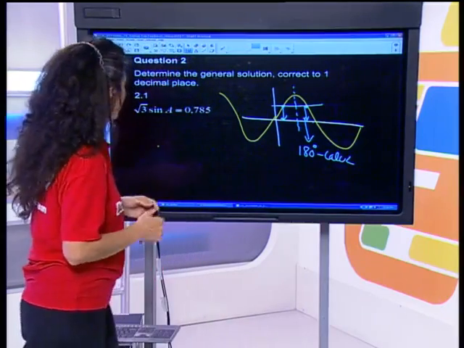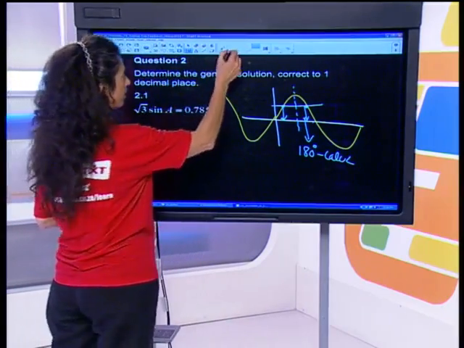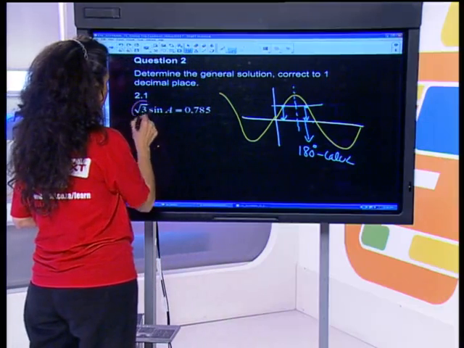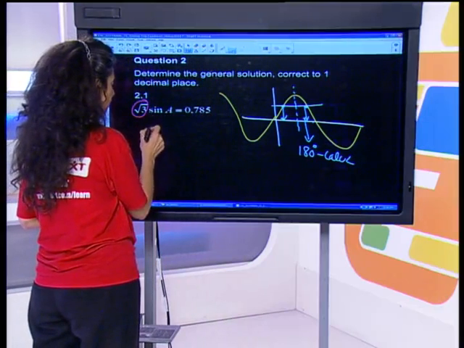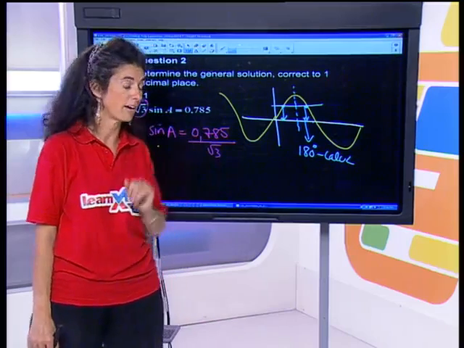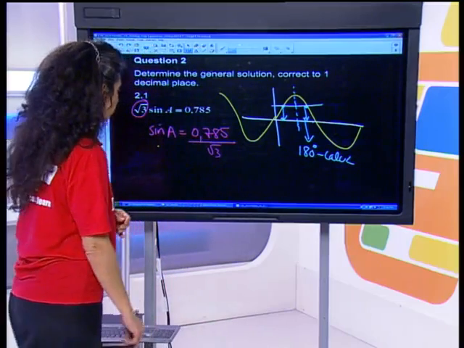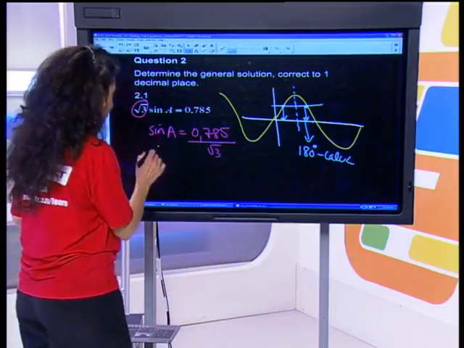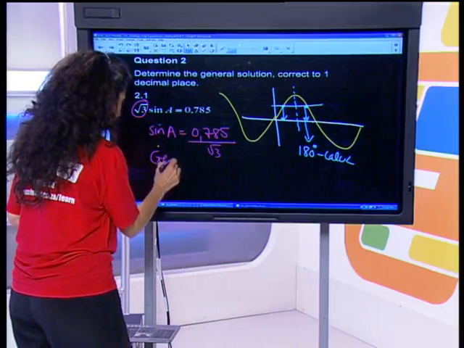Really good. Right, so here, what's missing is that the ratio is not by itself. So sine A is equal to 0,785 divided by root 3. Leave your process steps in the calculation, because when you want to check your work, you want to be able to see what the processes were. Otherwise, it takes you a while to pick up where you may have gone wrong. So from here, we're ready to find the general solution.